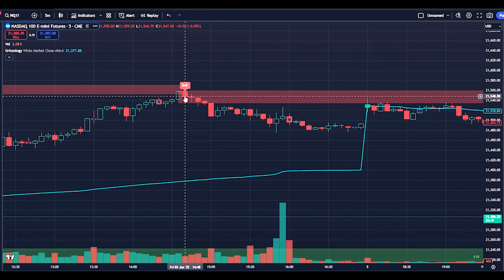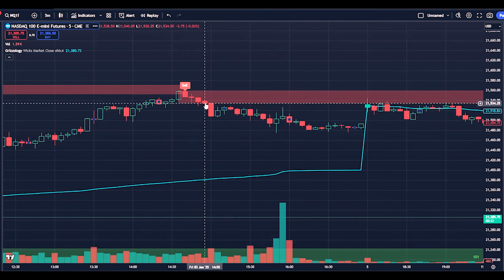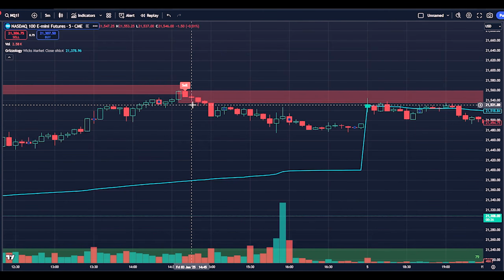So we get in, and as you can see, it just printed for us. Not much drawdown at all from our entry here. At 547, the low was 474. So very nice move. You got to keep in mind, 20, 30 points caught consistently can be life-changing.